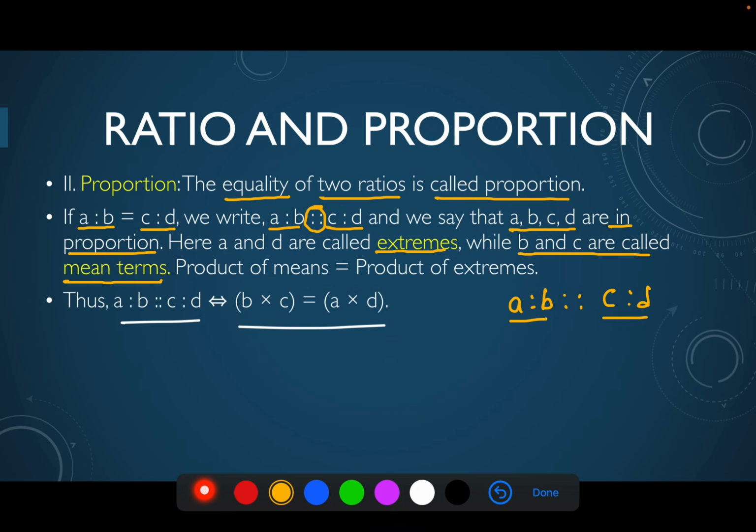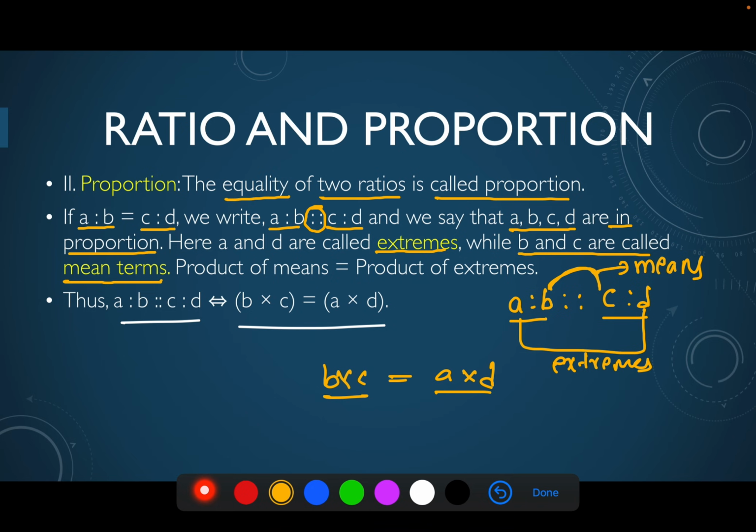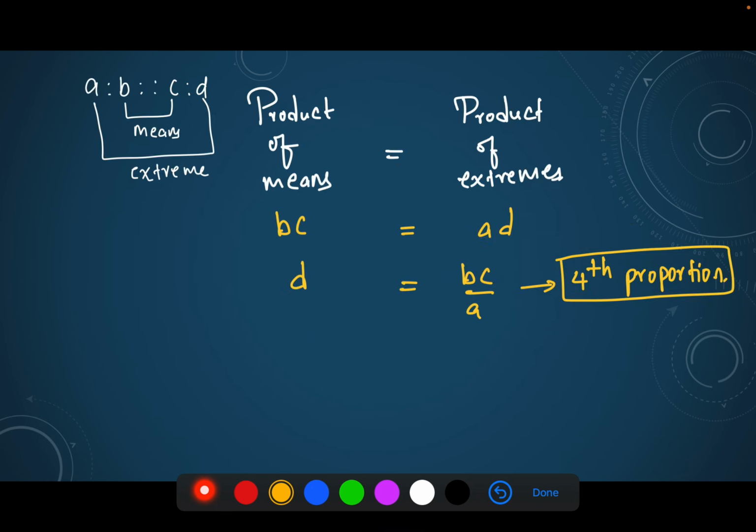Here, if you see, product of means and product of extremes. What we say is B and C, A and D. This is called means. This is called extremes. If this means B into C is equals to A into D, this is the proportional rule.